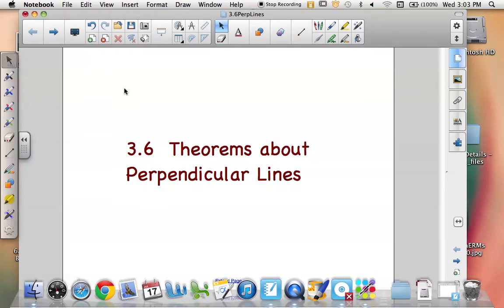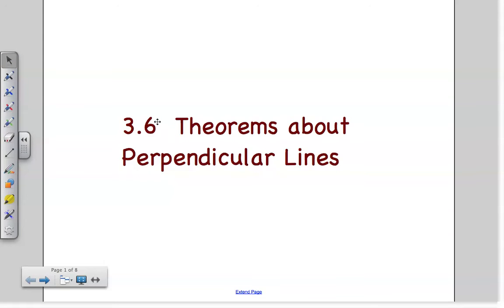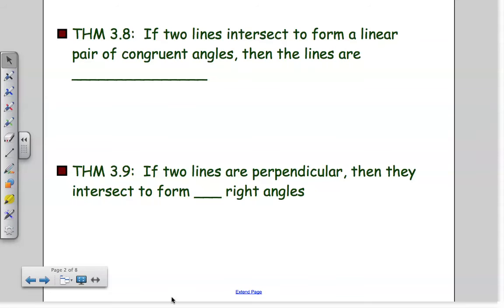In section 3.6, we're talking about theorems concerning perpendicular lines. Everything will be about perpendicular lines today, looking at some more theorems and some proof to go along with it. First two theorems. If two lines intersect to form a linear pair of congruent angles, then the lines are what?